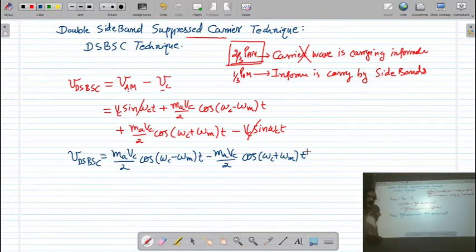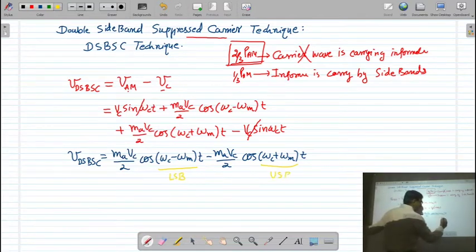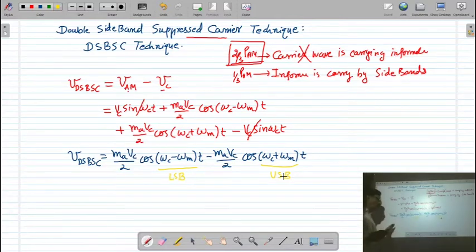Now let us see what will be the frequency spectrum. Here you can see in this expression that we have two frequencies. One is the lower sideband frequency, this is my LSB, and this is my USB. So if we draw the frequency spectrum, then we have to draw only two components. Carrier frequency is not present, and therefore we can draw the frequency spectrum in this manner.